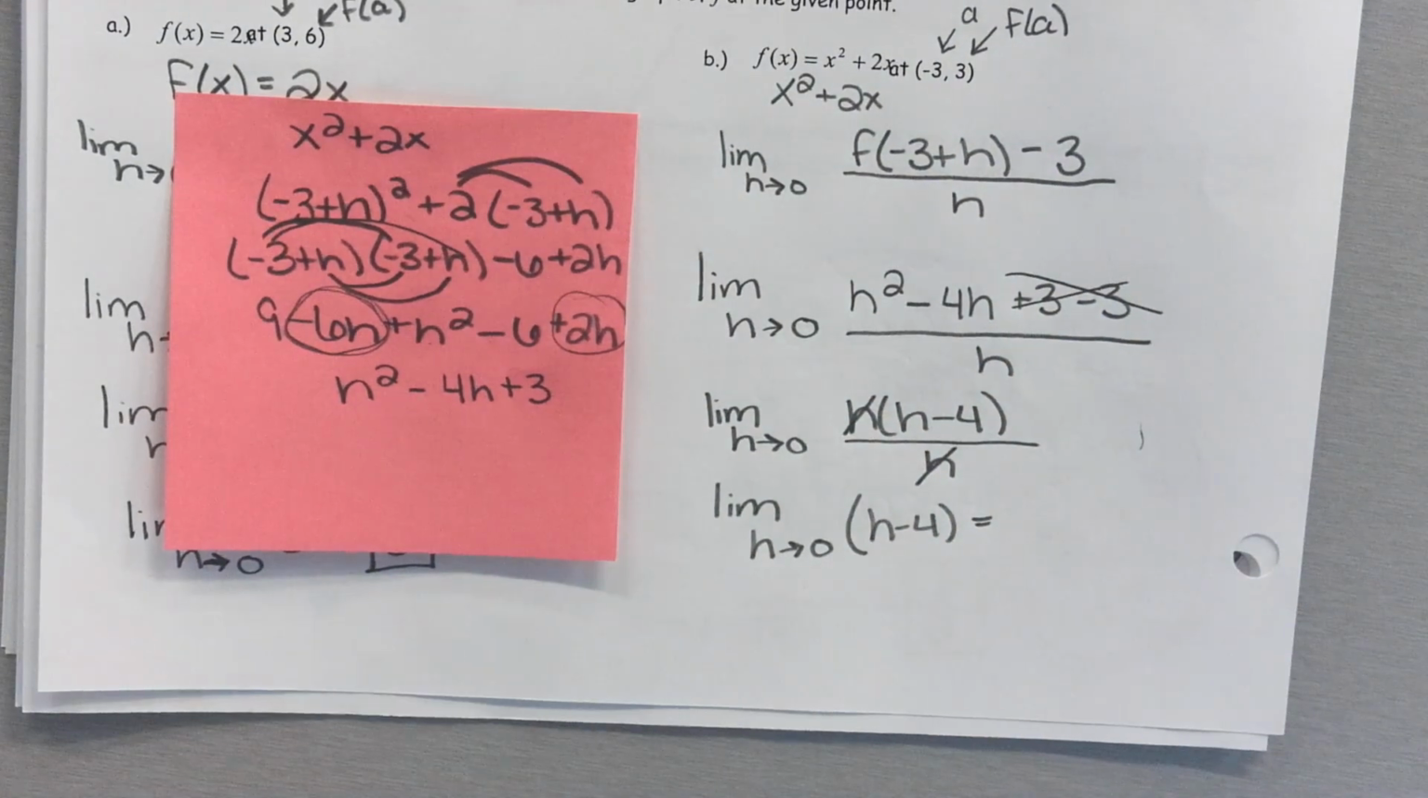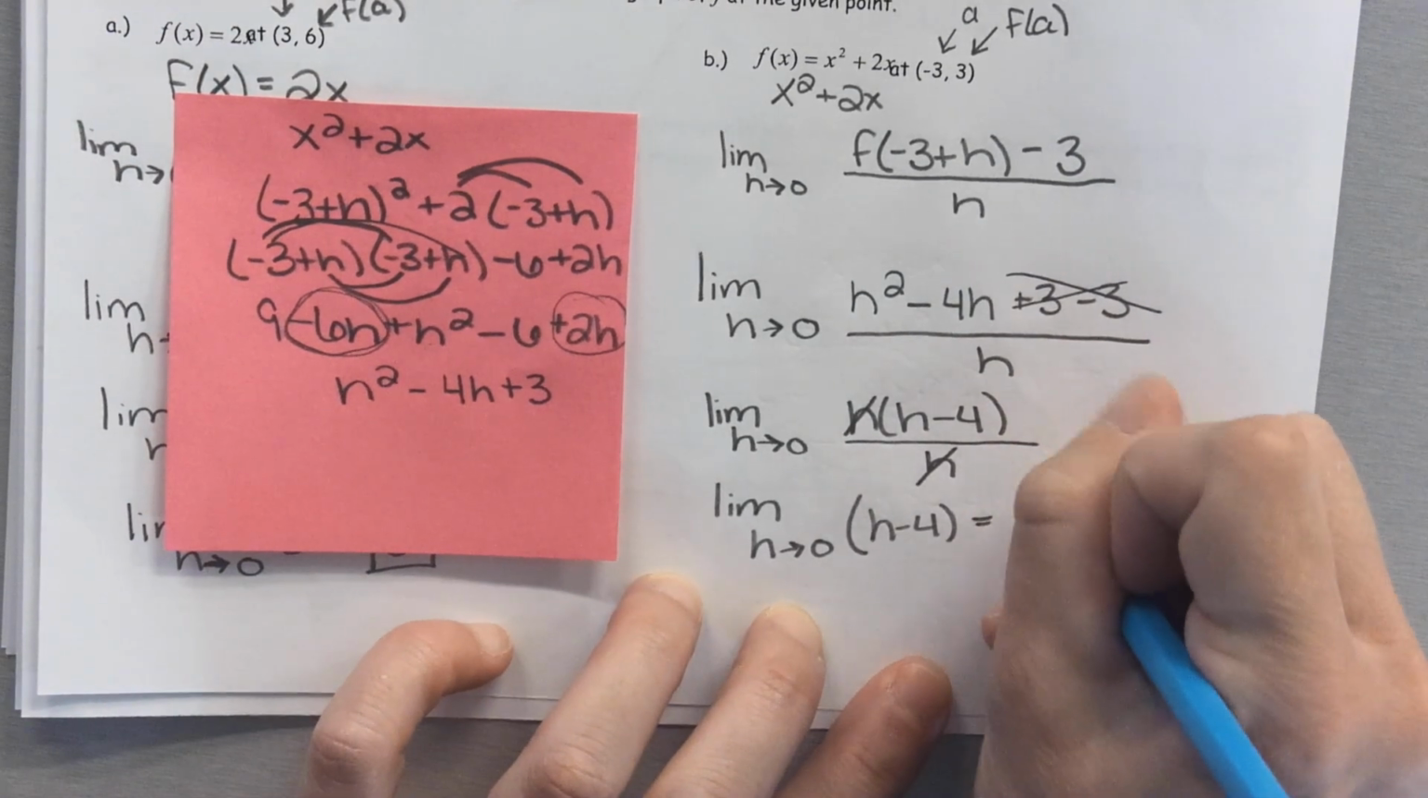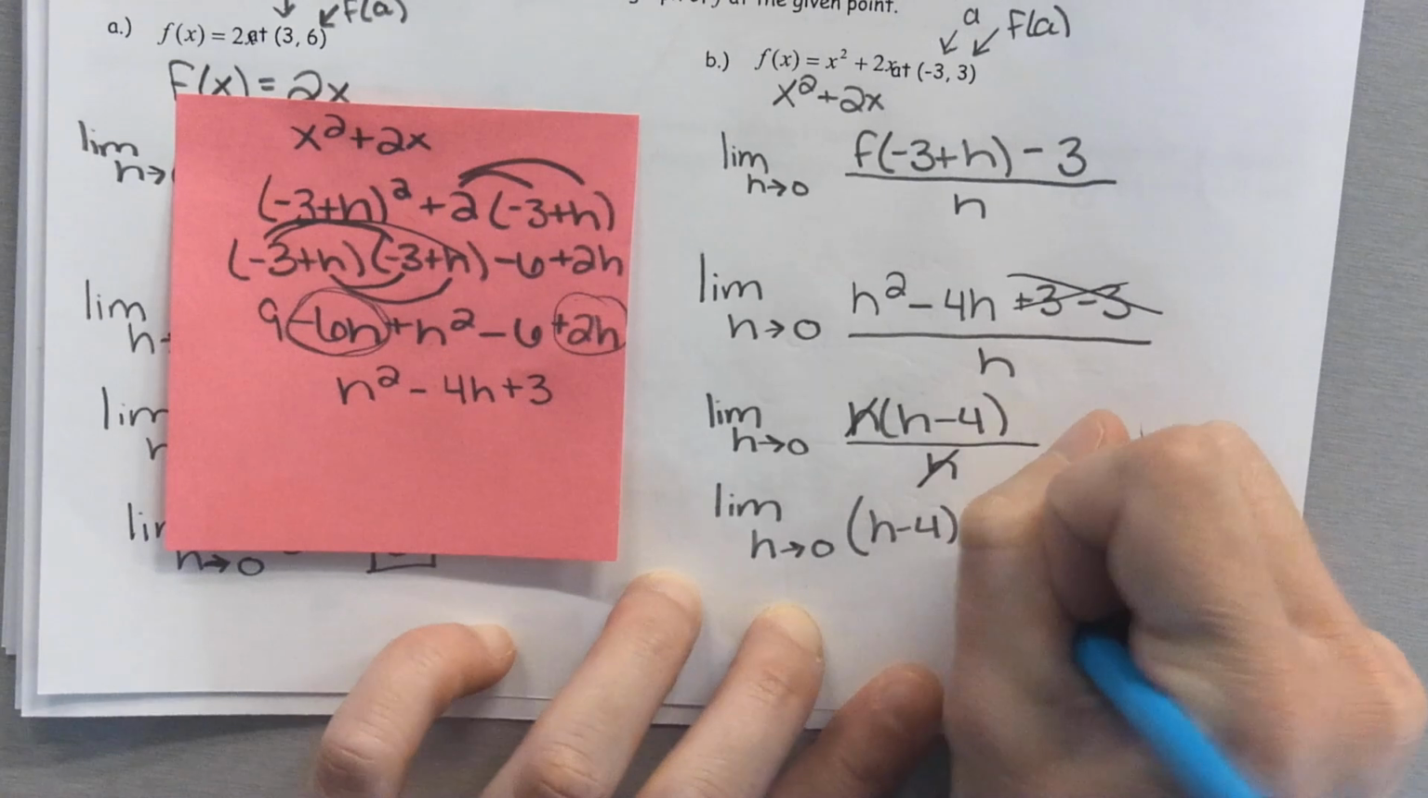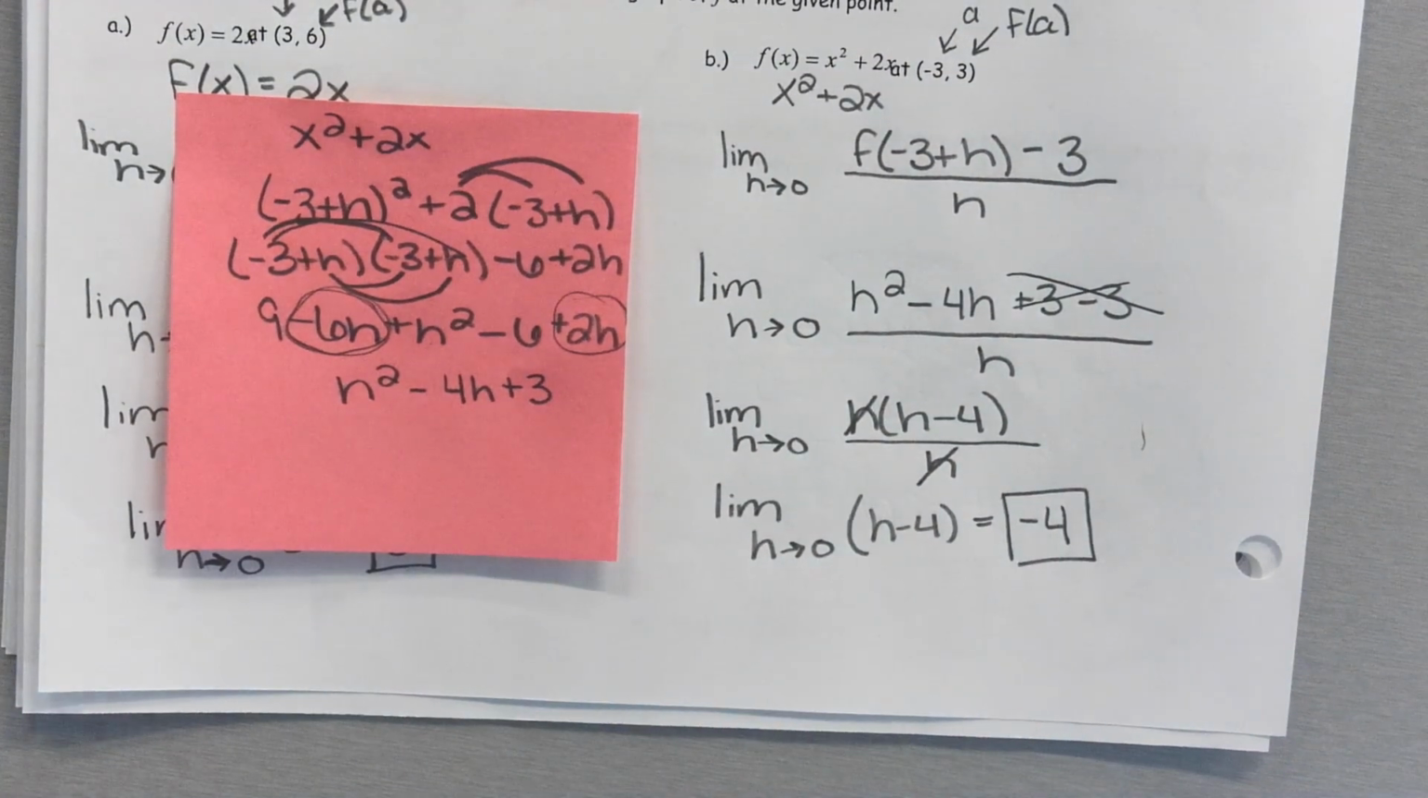Okay, so again, have one of those moments. How about now? Can I plug it in? I can. And so it tells me the slope at that point is negative 4. So if I were to graph this graph and go to this point on the graph and find the tangent line, the line that touches it once, the slope is going to be negative 4.